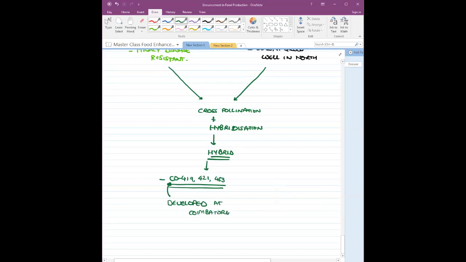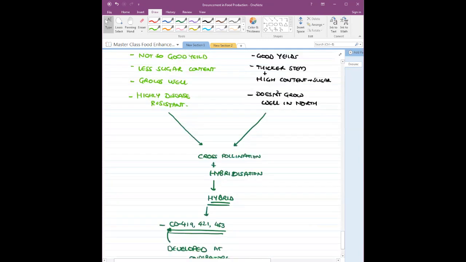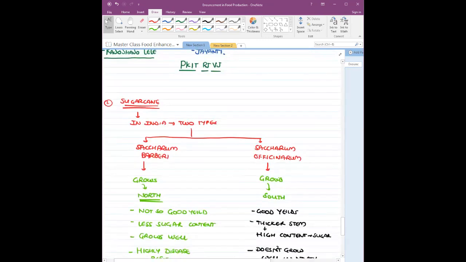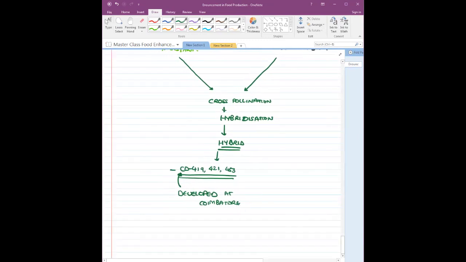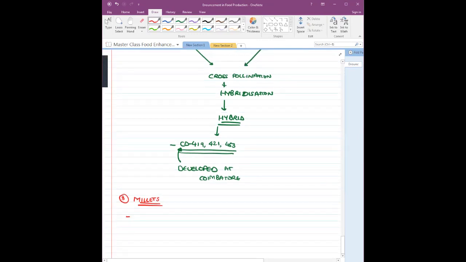So guys, that's it. That is what we needed to know with regards to your sugarcane, Saccharum barberi and Saccharum officinarum. The same kind of thing we have also done for your millets. Millets are like ragi, the small grain types, those are especially called millets. From the millet family we are going to have maize, jowar, bajra.